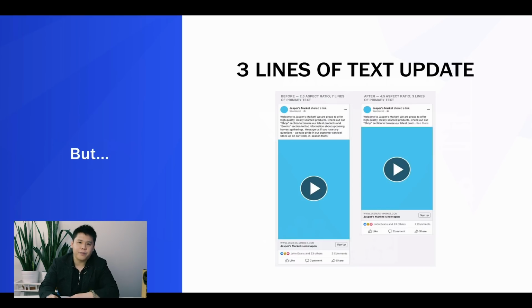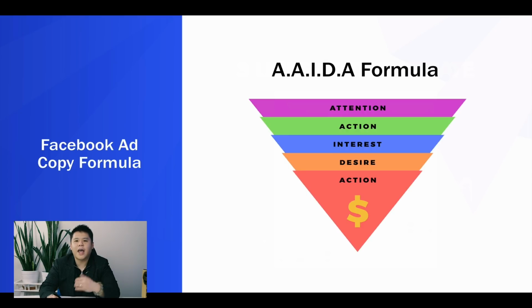So the new formula that we use is actually called the AAIDA formula. So instead of just attention, interest, desire, action, we need to basically add in the action in the second step. So your ad should follow as getting the attention, getting them to take action, getting their interest, getting their desire, and getting them to take action again. So this is the new formula, and I'm going to go down in detail on how you can actually write a good ad copy and a copy that sells like crazy.